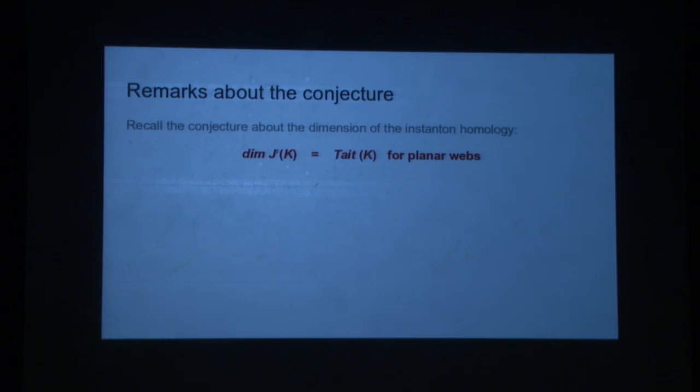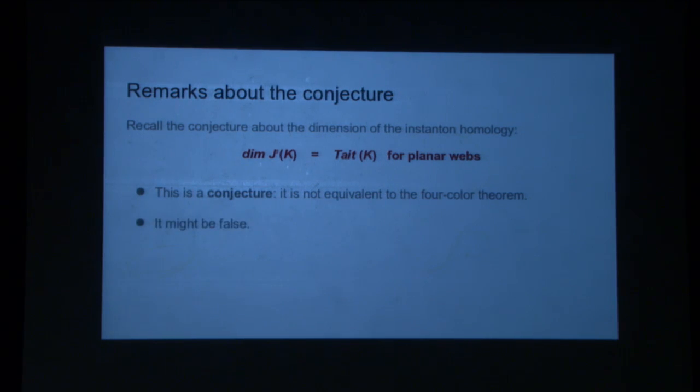I want to say a few remarks about this conjecture before turning to the non-vanishing theorem. The conjecture is that the dimension of this homology group is equal to the number of Tait colorings for planar webs. So the first thing is that this is not equivalent to the Four Color theorem. This isn't a reformulation of the Four Color theorem as another hard question. It implies the Four Color theorem, but it's a conjecture. And because it's a conjecture, not a theorem, and because it's not equivalent to the Appel-Haken theorem, it might be false.